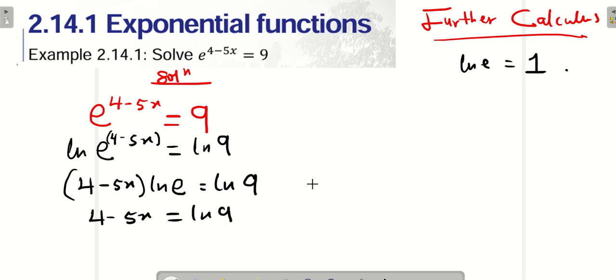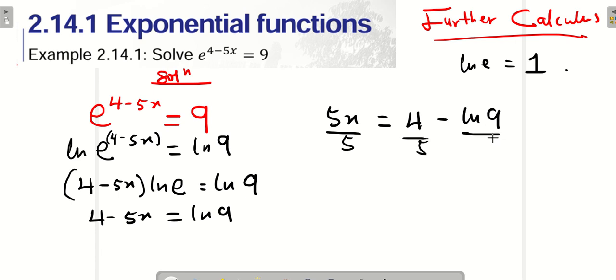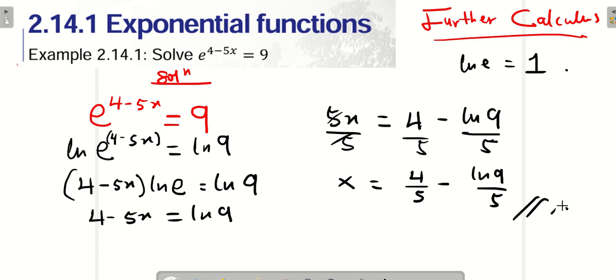Then we can group like terms as 5x should be equal to 4 minus ln 9. We can divide through by 5, divide here by 5, here by 5. So we have x should be equal to 4 on 5 minus ln 9 on 5. And that is the final answer.